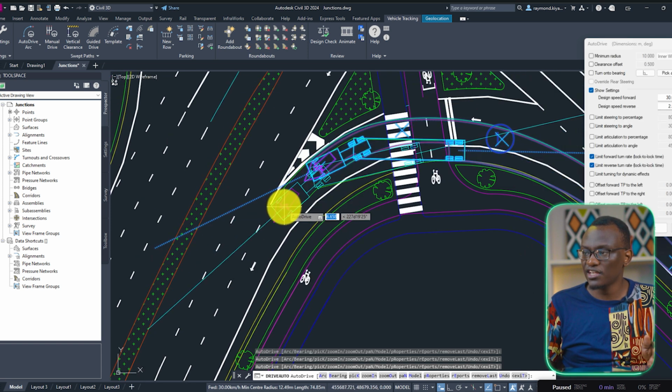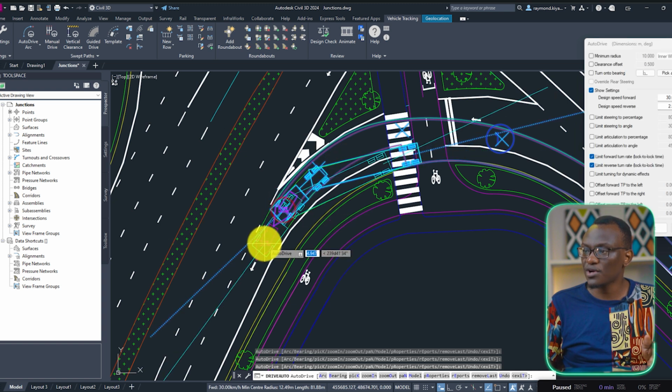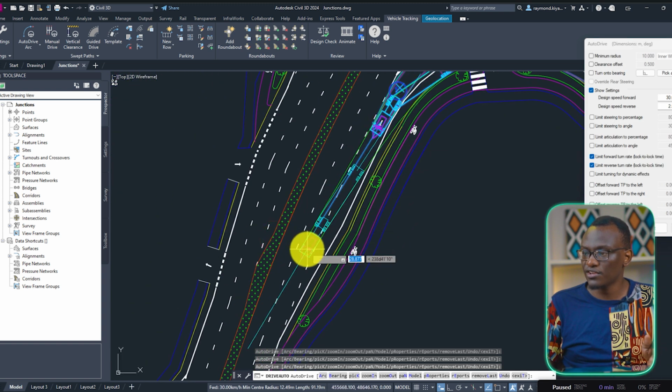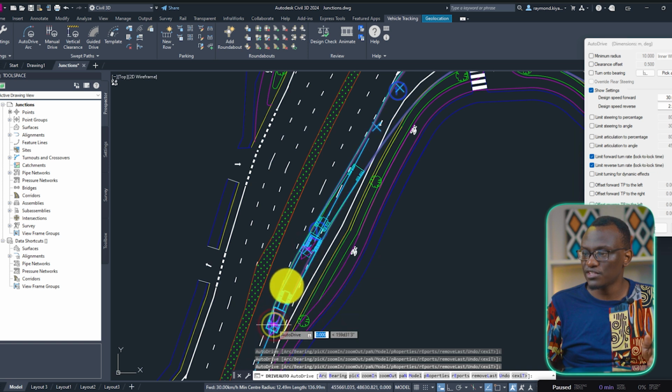You can see it's not touching anything, okay. That's why there's a wide shoulder there, as you're seeing, okay. So then the vehicle now can come back and move into the junction.